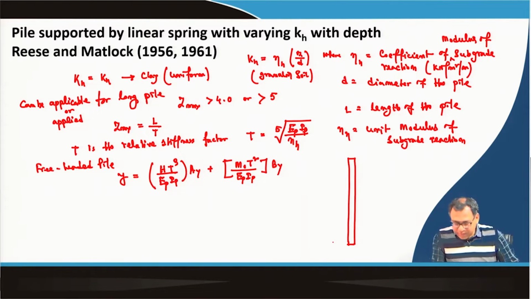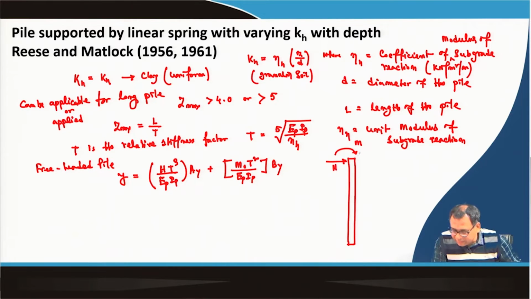Okay. So, this H is the load which is acting, and here it is the moment, because here H and M both are acting in the same direction. That means this moment is not due to the fixity. Okay. So, this is the external moment which is acting. So, here we have to add the deflection due to this H and due to this moment. So, that is added here.